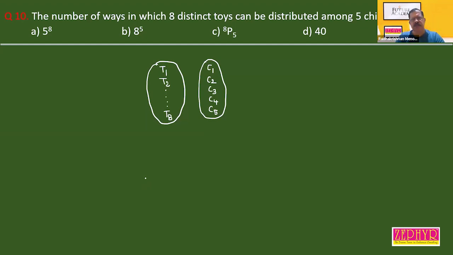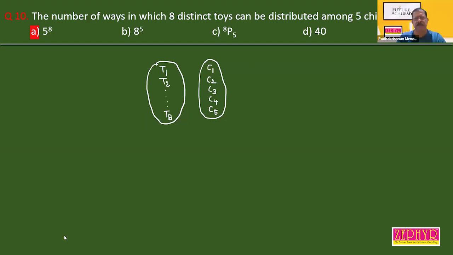5 raised to 8 is there, 8 raised to 5 is there, 8P5 is there, 40 is there, 8 into 5 factorial. Which is the correct option? It is the other way around. It is 5 to the power 8.